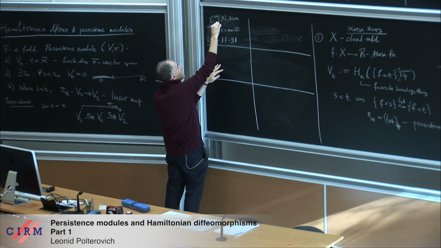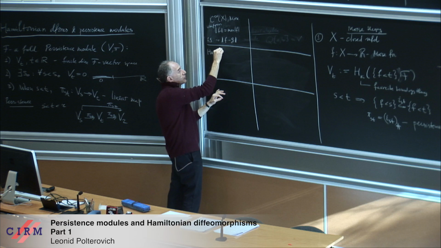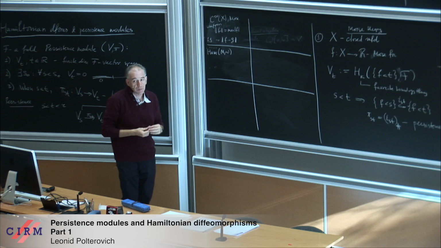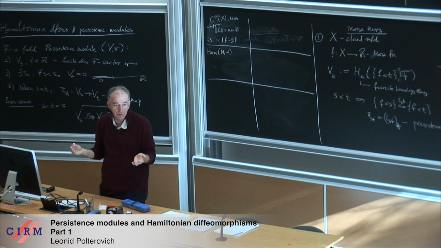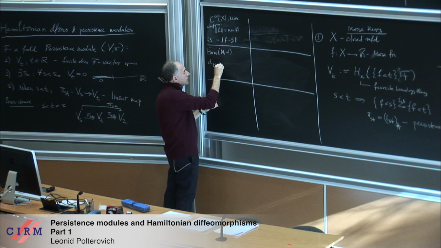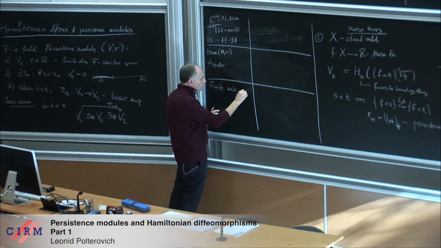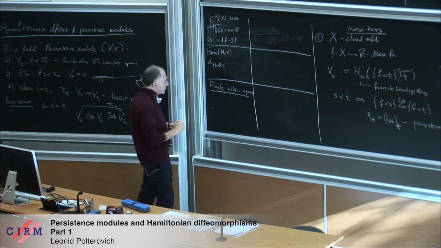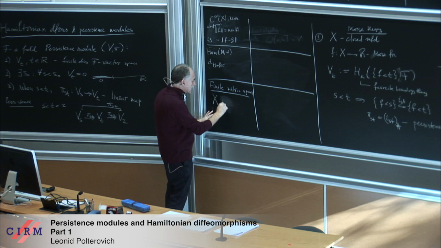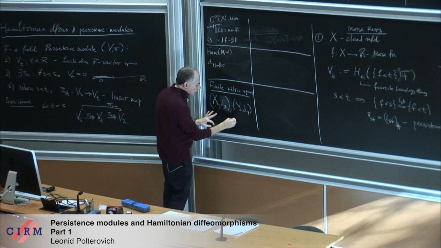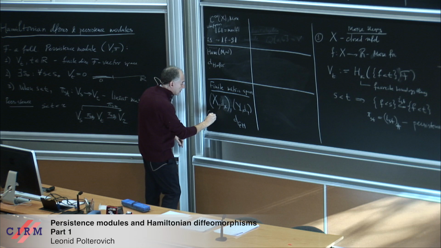Then we consider this group Ham of (M, omega). Maybe the universal cover, but in this or another way, we know how to measure distance between two Hamiltonian diffeomorphisms, and this space is equipped with Hofer's metric. And the last example was finite metric spaces. If you have two finite metric spaces (X, dX) and (Y, dY), you have a nice distance called the Gromov-Hausdorff distance, which I will define later, probably.